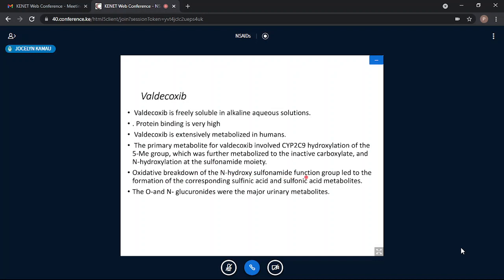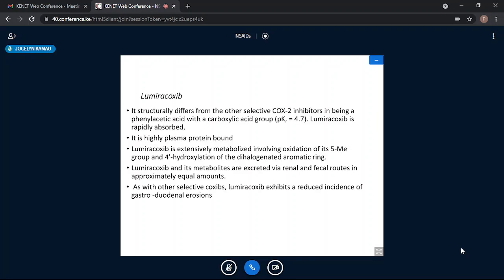Oxidative breakdown of the N-hydroxysulfonamide functional group. Also, for this one, the sulfamyl group did undergo oxidation to the sulfonic acid and sulfonic metabolites, which were also found not to be active. The O-glucuronides are the major urinary metabolites. So we are saying that valdecoxib can undergo, I don't know whether I had its metabolism in here. I don't think I did.